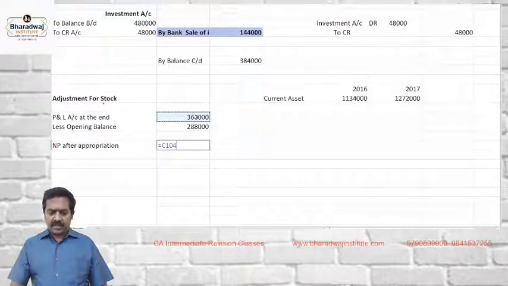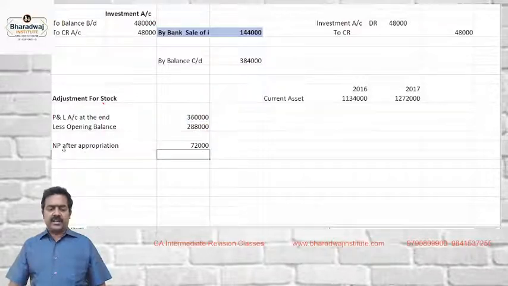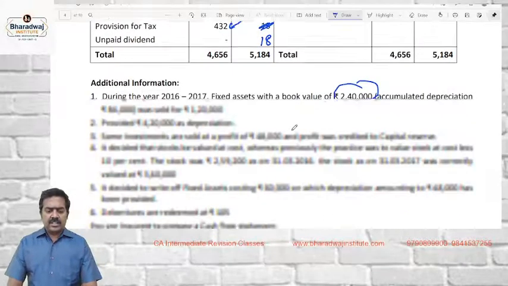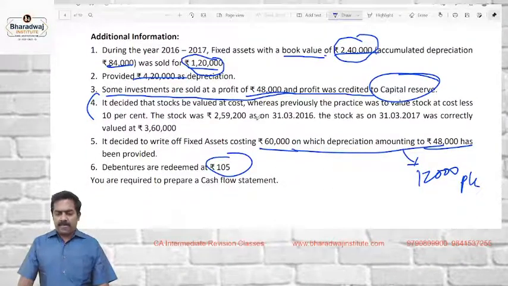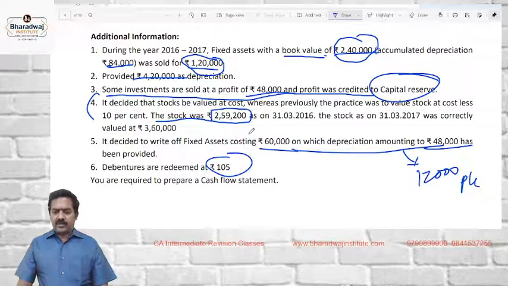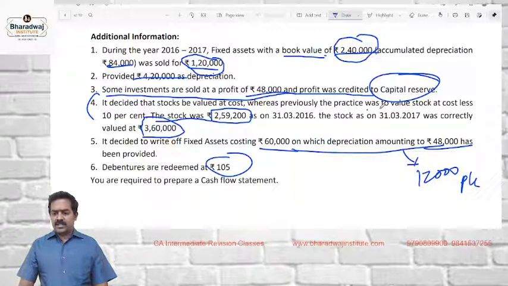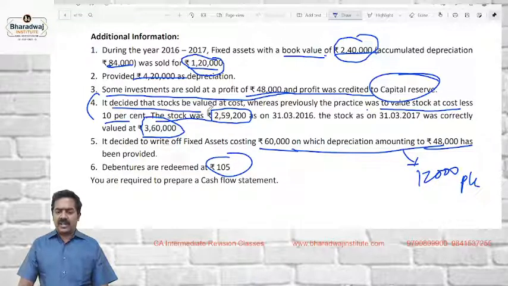Because of the change in the valuation method of stock, whether your net profit will get affected? Yes. Look at adjustment related to stock. Opening stock is how much? 2,59,200. What is the closing stock? 3,60,000. Is it overvalued or undervalued? Net value on the opening stock. It was the practice to value the stock at cost less how much percentage? 10%. We have now decided to value the stock at what?